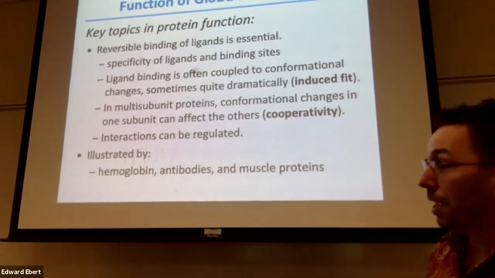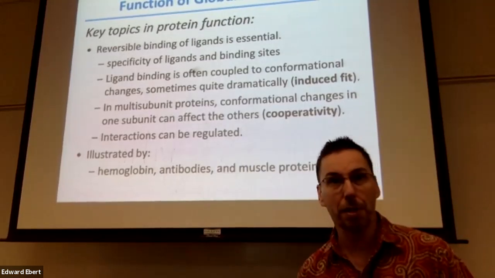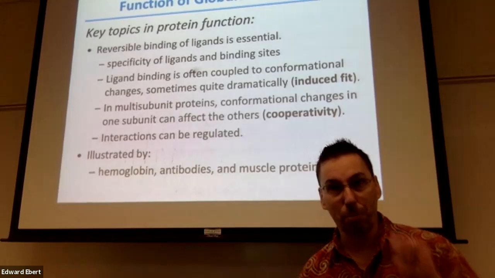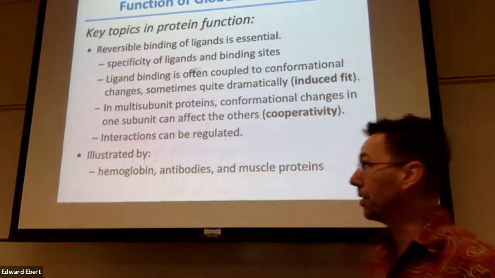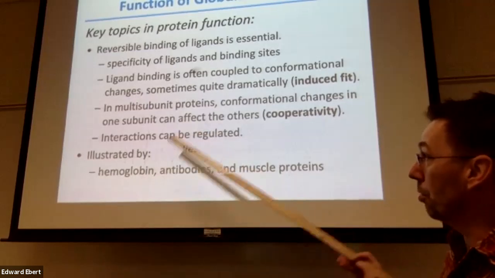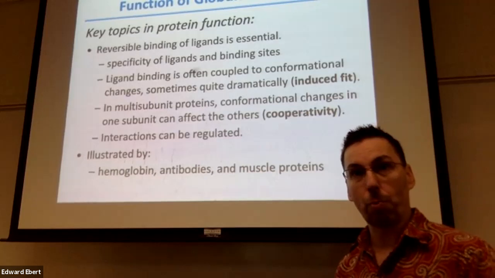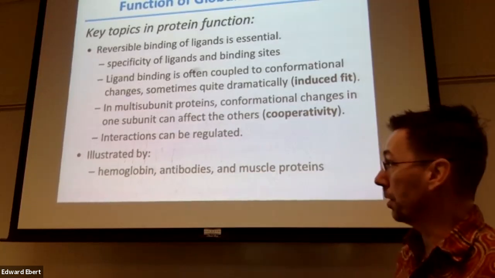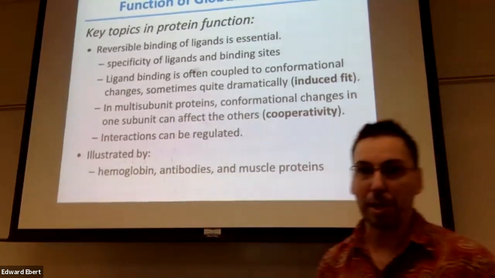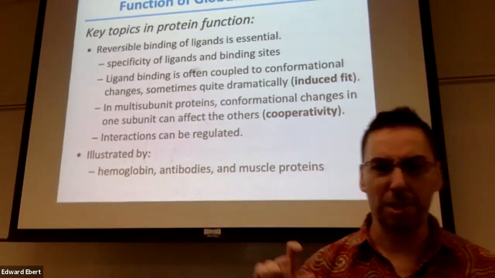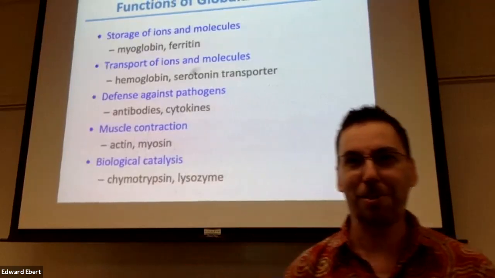We'll also look at how some proteins can bind more than one of the same ligand. So maybe if one binds, it makes it easier for the next site to bind one. So we have this idea of cooperativity. The different sites can influence each other as to whether they're going to bind the ligand or release it. And we'll see this illustrated by hemoglobin. We'll talk about antibodies a bit and muscle proteins just a little bit, because this is a long section.